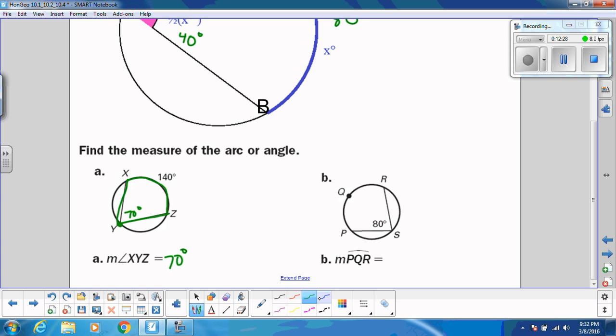And then over here, we're going backwards. They've given us the angle measure of angle PSR. Notice that PSR is an inscribed angle. So that means this intercepted arc, PQR, is going to have to be twice as big as that angle. Since the angle is half of the arc, if I'm going backwards, it has to be twice as big. So twice as big as 80 is 160. So that arc is 160 degrees.